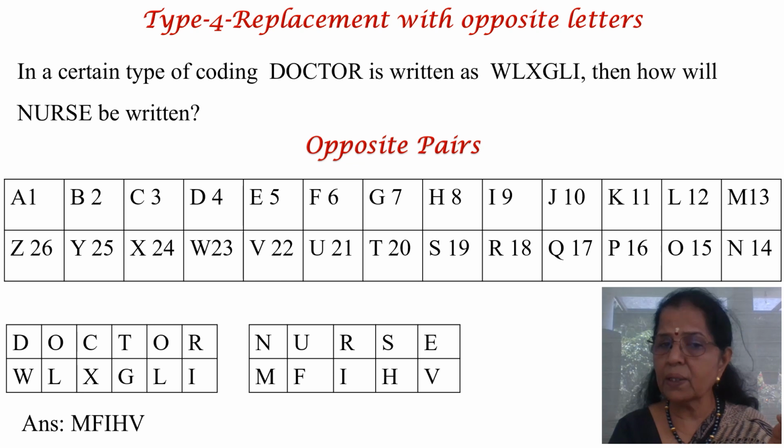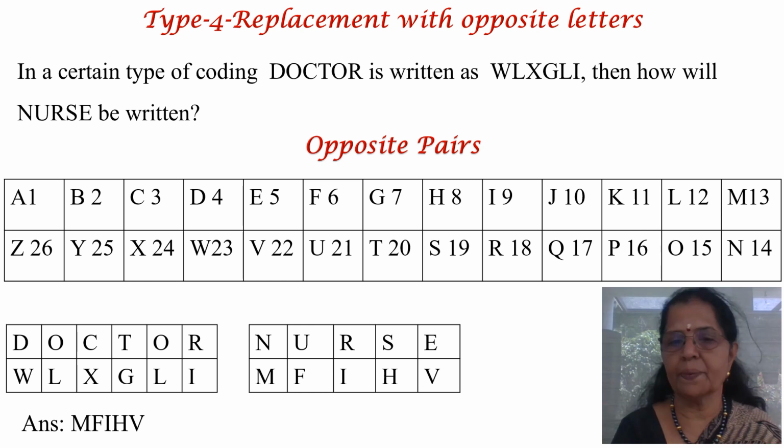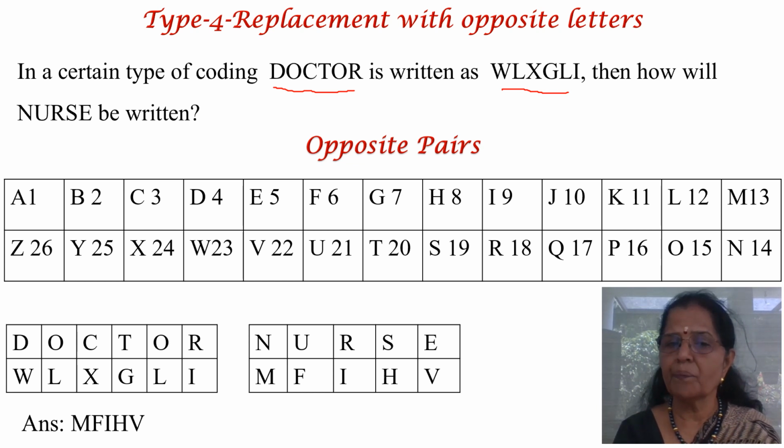In a certain type of coding, the word doctor is written as WLXGLI. And then how will nurse be coded? So see in this type, DOCTOR is written as WLXGLI. You don't see the same letters here. None of the letters are represented here.